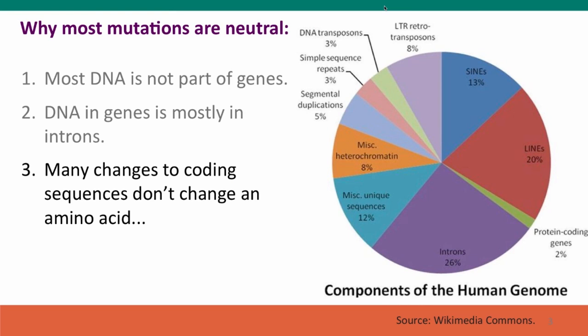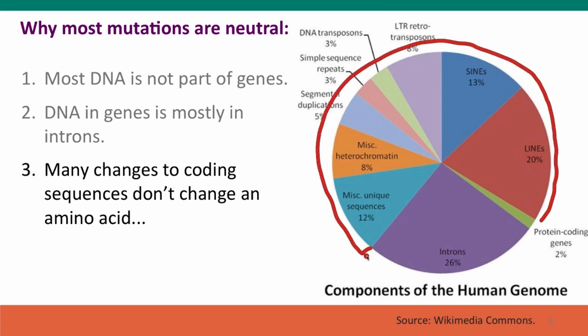Now, in the previous lecture, we talked about why most mutations are neutral, because they're in the very large fraction of the genome that either is not part of a gene or that is in the introns of genes. Now we're thinking about the 2% of the genome that does code for proteins. Even in here, many changes don't change an amino acid.